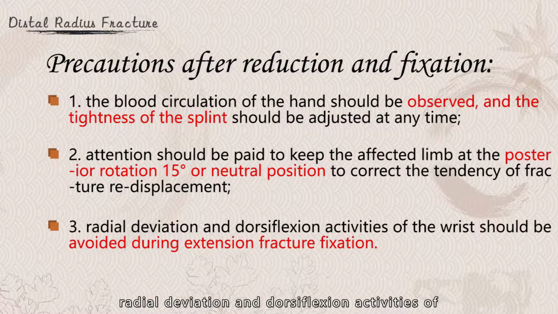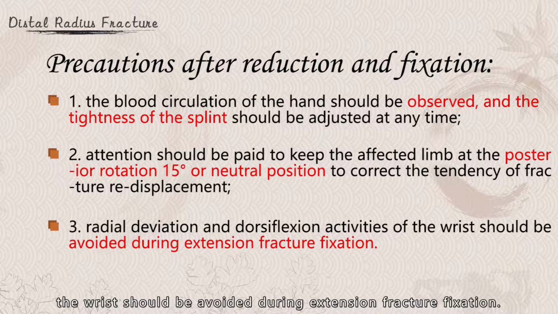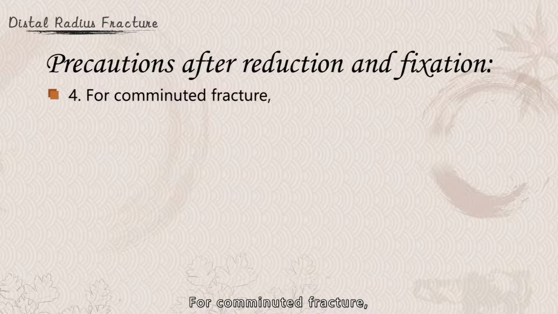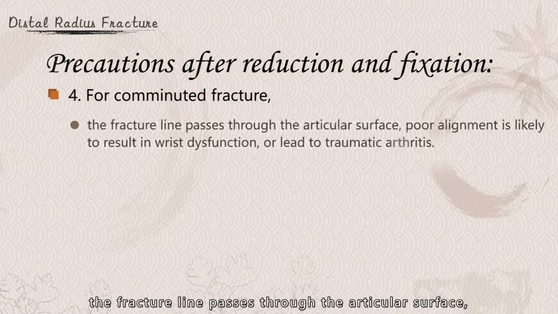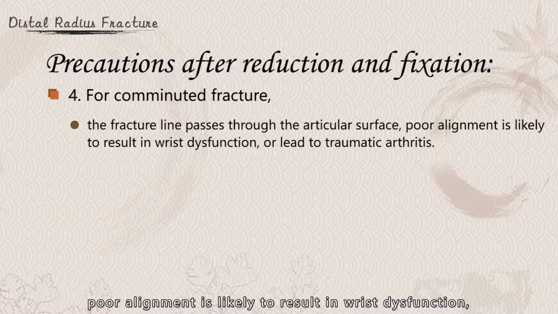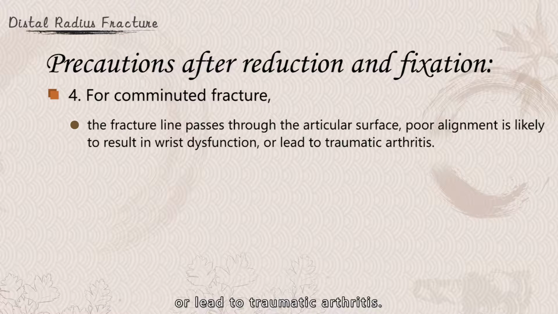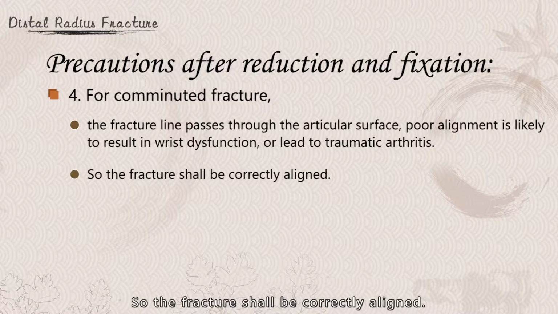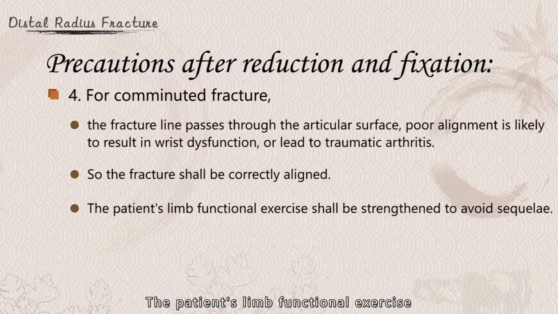Radial deviation and dorsal flexion activities of the wrist should be avoided during extension fracture fixation. For comminuted fracture, the fracture line passes through the articular surface. Poor alignment is likely to result in wrist dysfunction or lead to traumatic arthritis. So the fracture shall be correctly aligned. The patient's limb function exercises shall be strengthened to avoid sequelae.